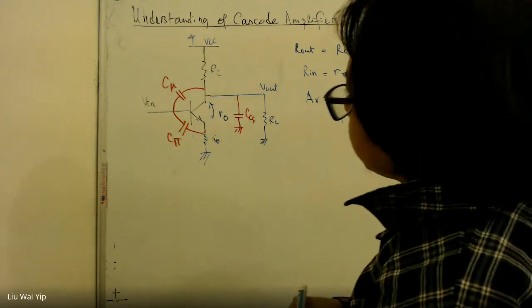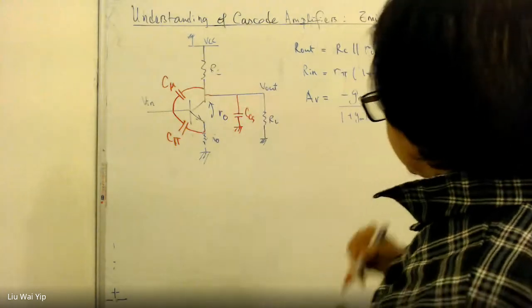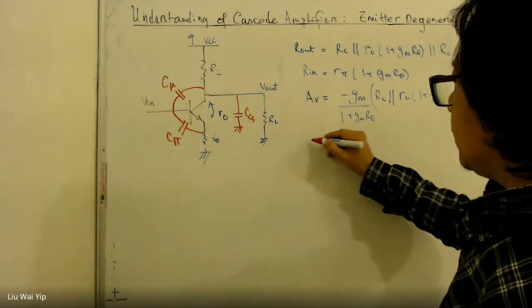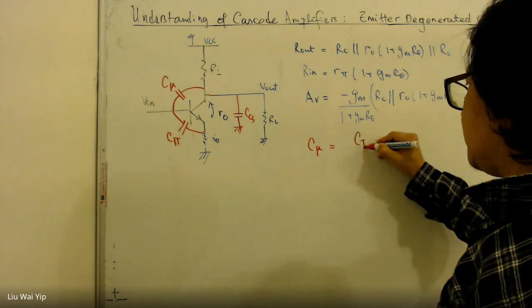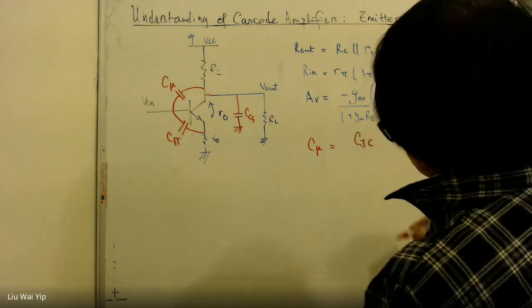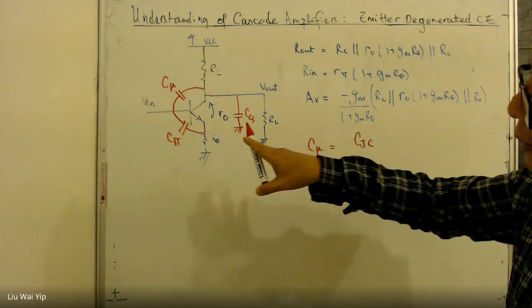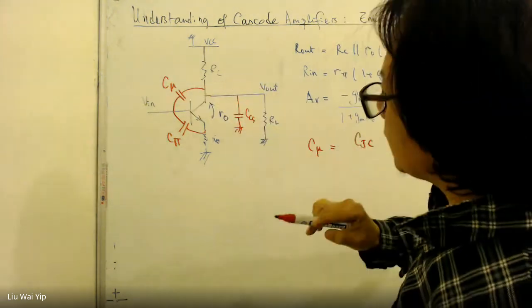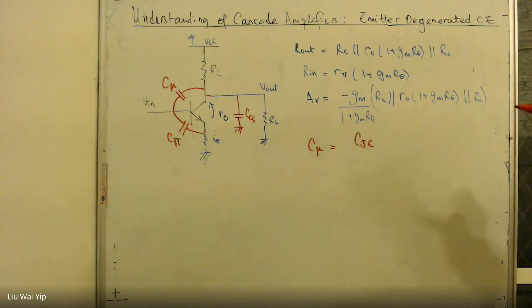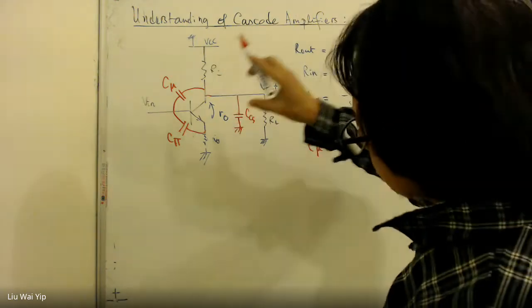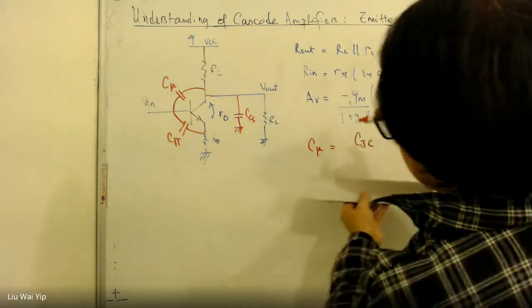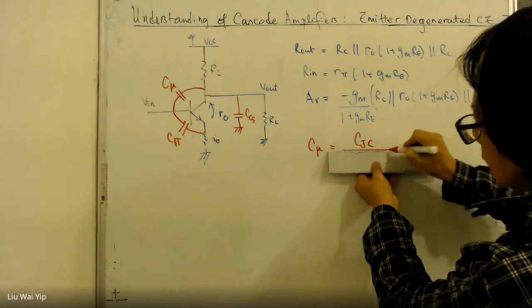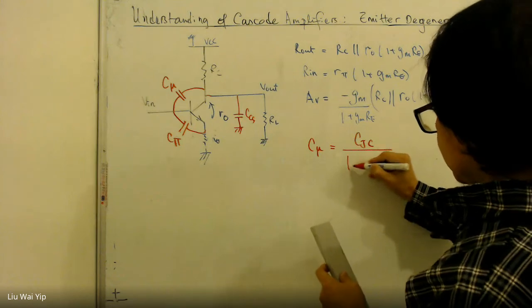First, we have C mu, and C mu itself is equal to CJC. This is the junction capacitance between the collector and the base when it is zero bias, when the transistor is under low bias. But what happens when it is under bias? Then the formula here has to be changed. It is most likely like this.